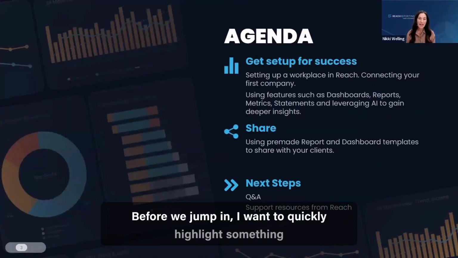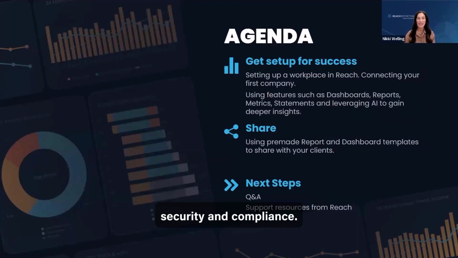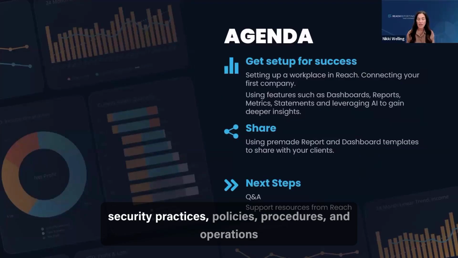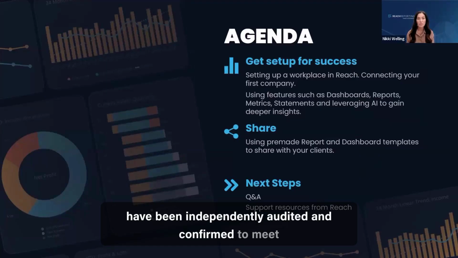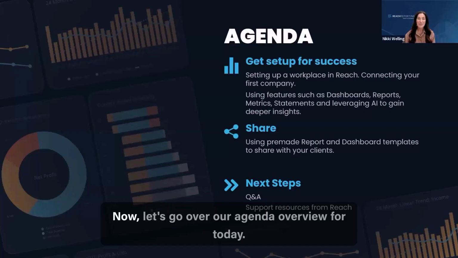Before we jump in, I want to quickly highlight something very important, especially for anyone thinking about data security and compliance. Reach Reporting is SOC 2 Type 2 certified, which means our security practices, policies, procedures, and operations have been independently audited and confirmed to meet SOC 2 standards for security. We know firms are trusting us with important financial and client data, and we don't take that lightly. This audit helps give current and future customers confidence that their data is being managed with a high standard of security and compliance.